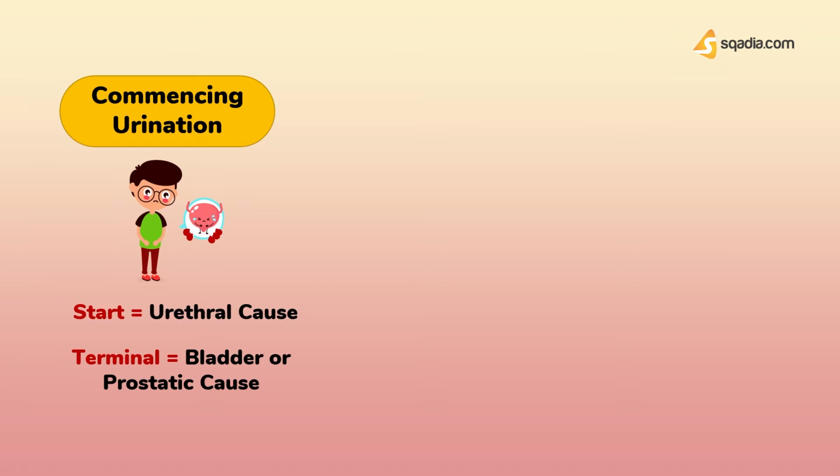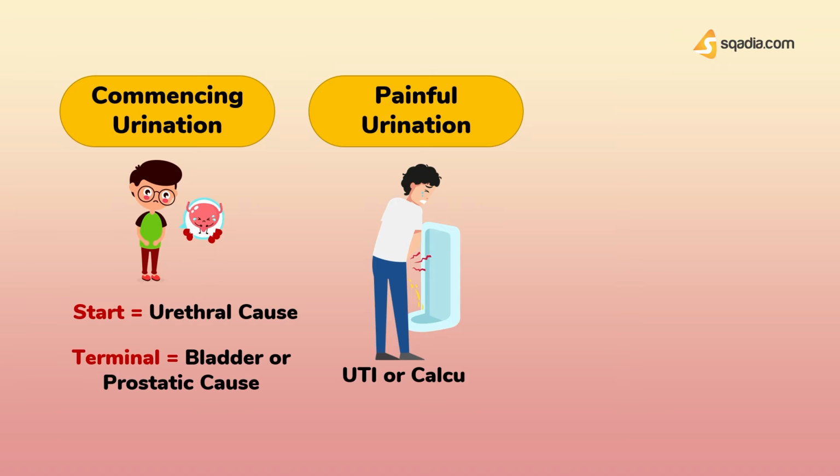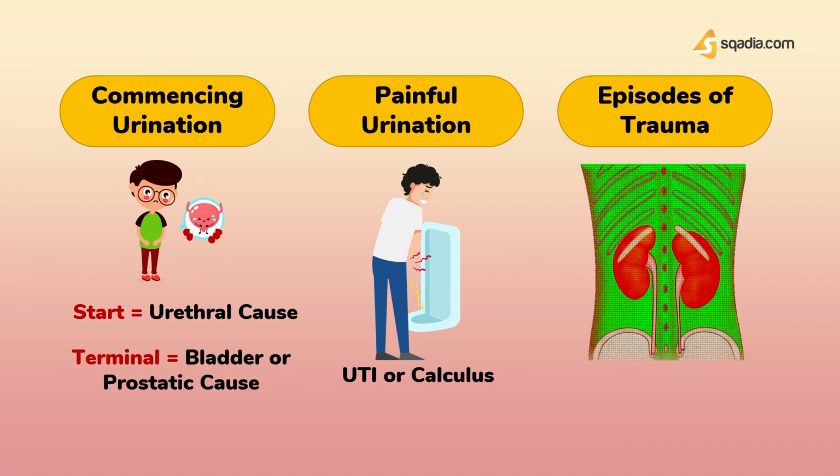The presence of painful urination suggests a urinary tract infection or calculus. Episodes of trauma should be sought, as should systemic features that might indicate a disseminated malignancy or a vasculitis. The examination must include palpation for abdominal masses, which might represent renal tumors or cysts, a rectal examination for prostatic malignancy and measurement of blood pressure.